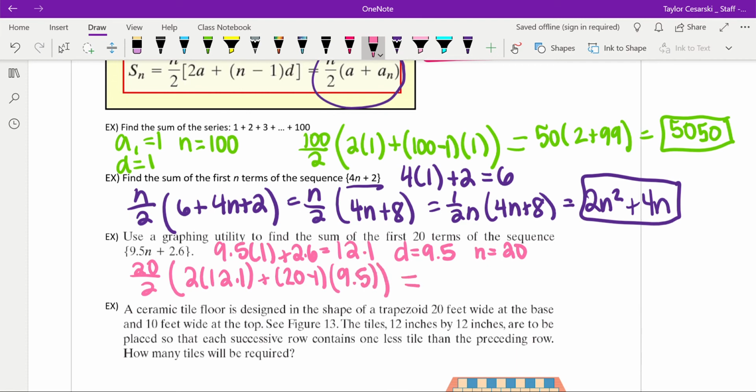When you plug that into your calculator, if you can get the parentheses straight, you can plug it in all at once. If not, try to break it up into the front part and then multiply it by 10. You should get 2047.